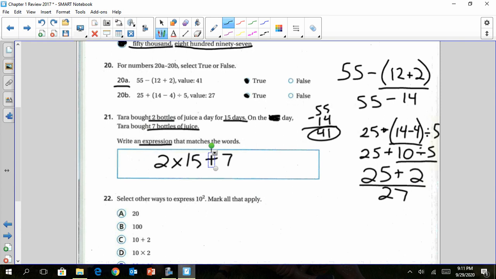Now, you do not need to have parentheses around the 2 times 15 because in PEMDAS, multiplication comes first. So you're going to multiply the 2 times 15 regardless. But if you want, you could put parentheses around that to say do that first. So you take the 2 times 15 first, and then on the next day, add 7 more bottles of juice.